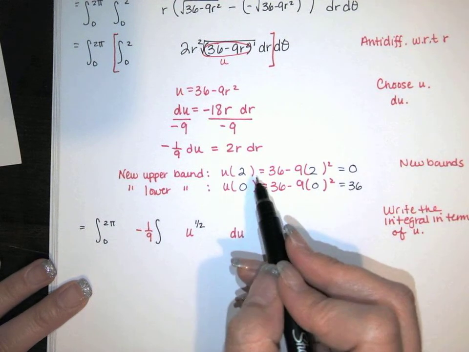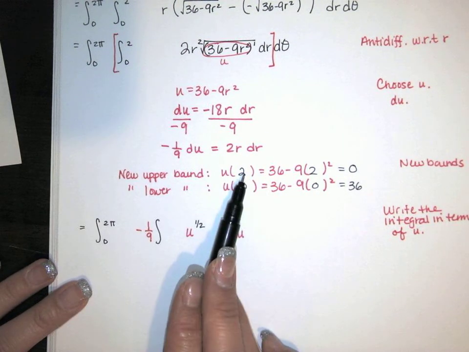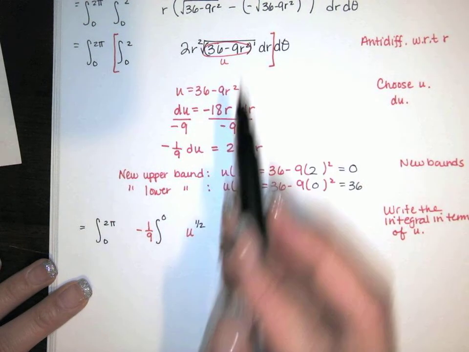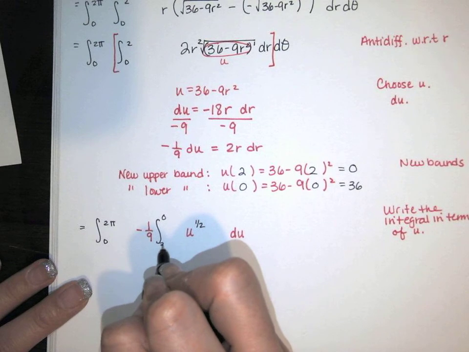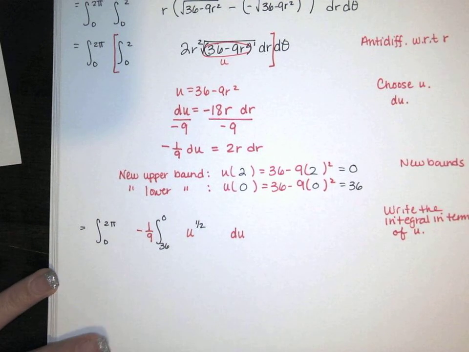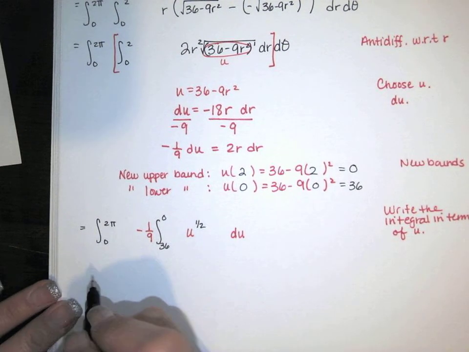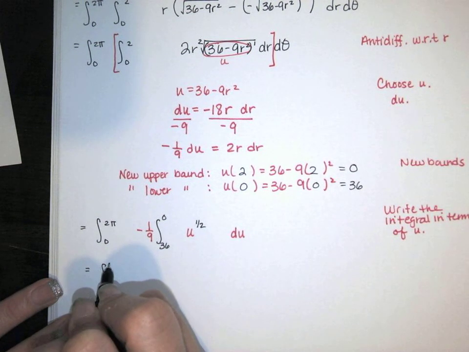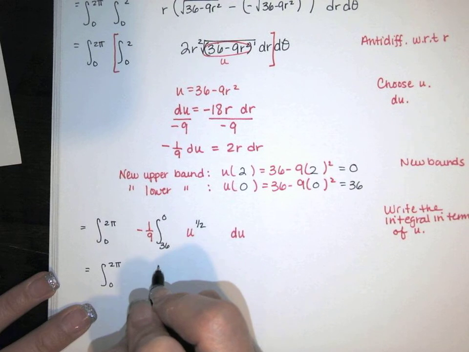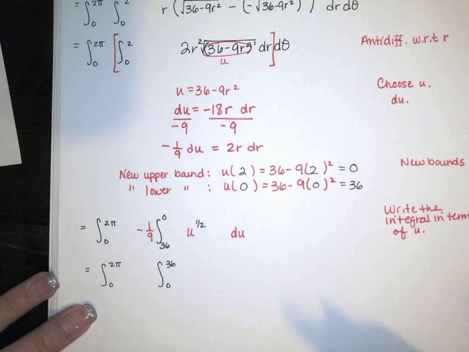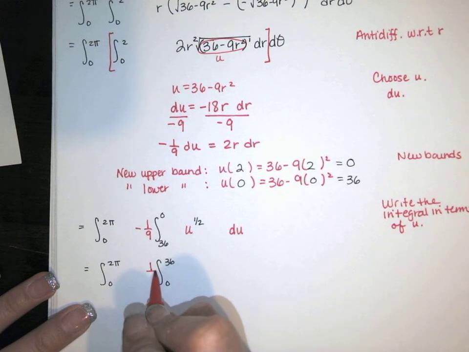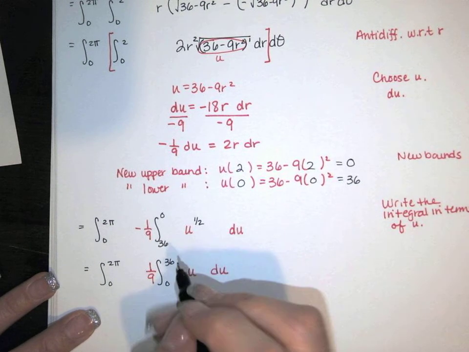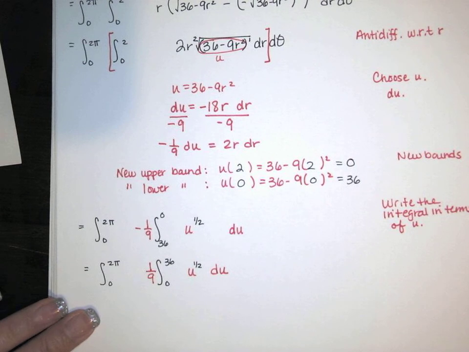And our new bounds, we use the upper bound for r to get the upper bound for u, which is 0. And we use the lower bound for r to get the lower bound for u, which is 36. If you want, you can switch those and change that negative 1/9 to a positive 1/9. That's legal. Some people really don't like having that larger number down here. Either way is fine. I think I will switch it. Not for any particular reason other than the fact that I just talked about it. But that's legal. You can switch those as long as you multiply by negative 1.